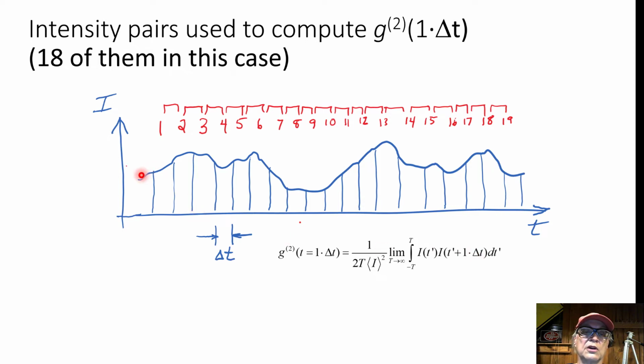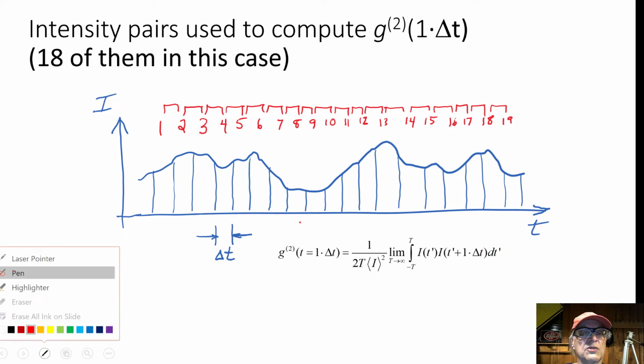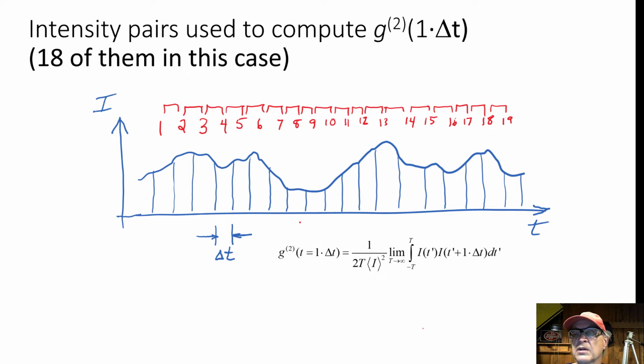So what we're going to do is divide our intensity versus time. Oh my goodness, this should be t prime there. I must fix it. Put a prime there. That should be t prime. Okay, so we're going to divide our times up into little segments delta t, and figure out how many pairs we can make that are separated by 1 delta t.